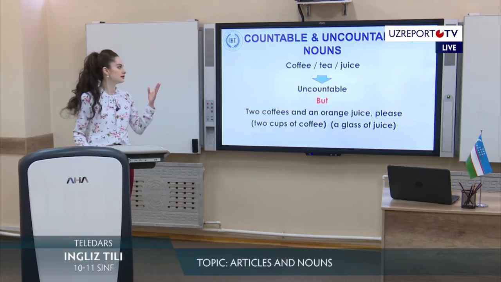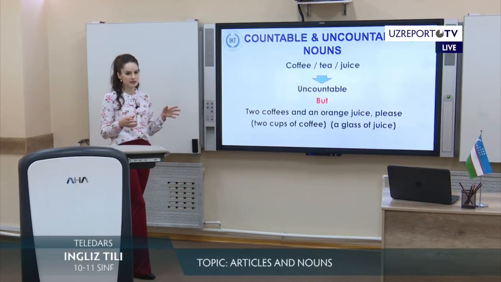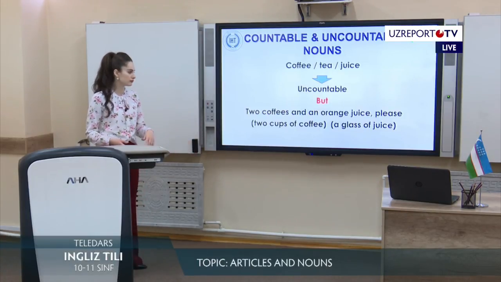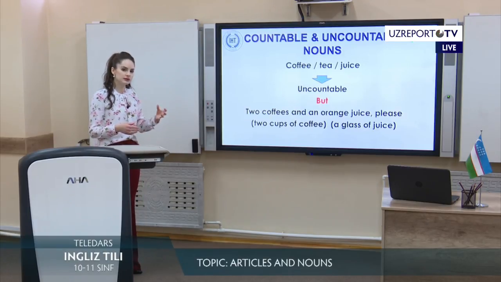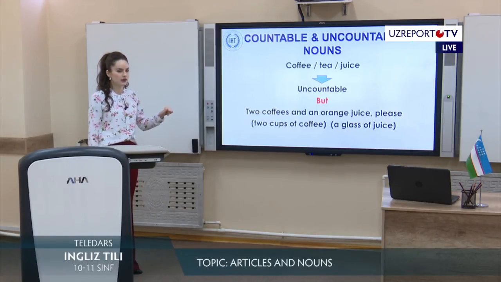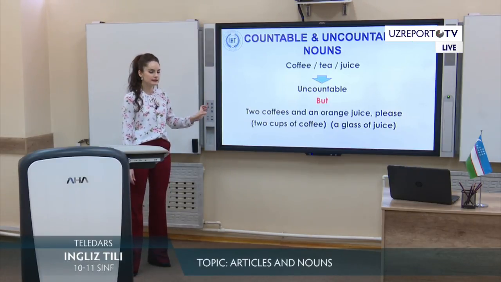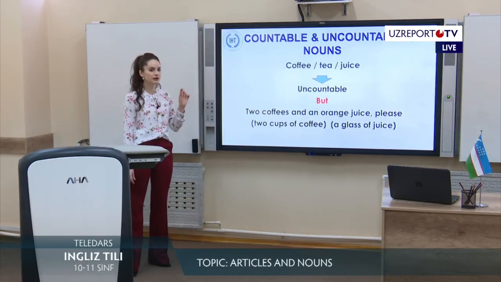Well, now please look at the board and examples like coffee, tea and juice. We talk about liquid. Liquid is of course uncountable, but please look at the sentence. 2 coffees and an orange juice, please. For example, you will go to a restaurant or a cafe and make an order. Well, 2 cups of coffee. You may shorten it and it will be like 2 coffees. Here you may add the ending S when you talk about cups, not about liquid, but about cups of coffee.